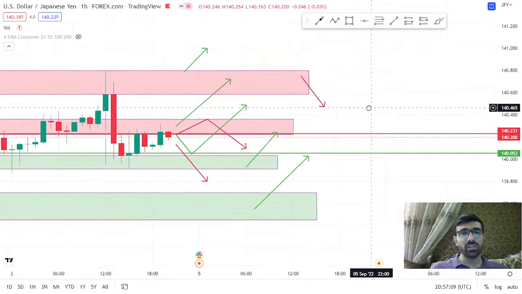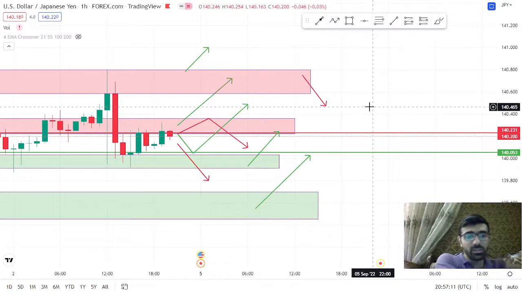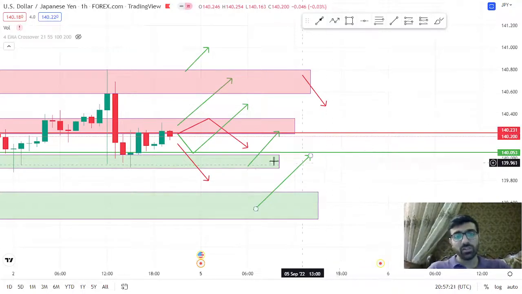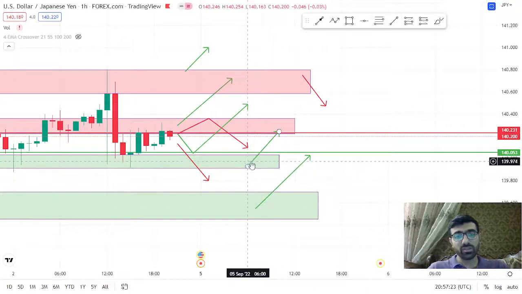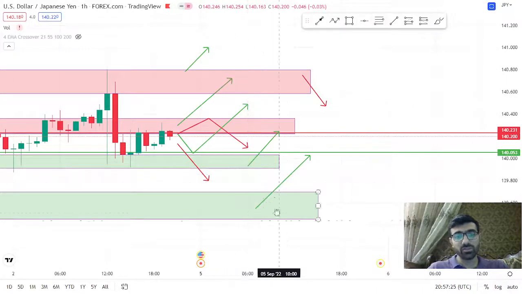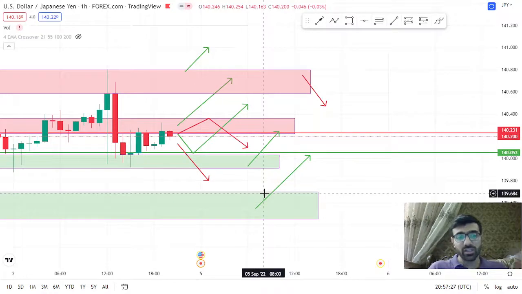Okay, as this pair is constantly pumping, we are more likely to look for a good buying opportunity. Just wait for any of this support area to be tested, or this support area. We will get a wonderful buying opportunity from these areas.